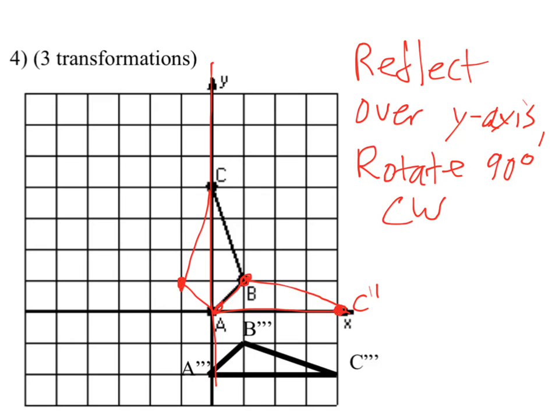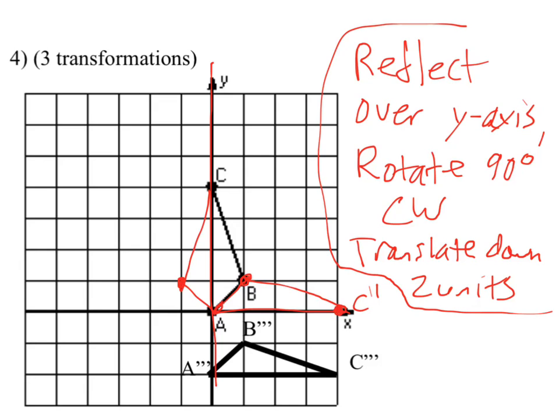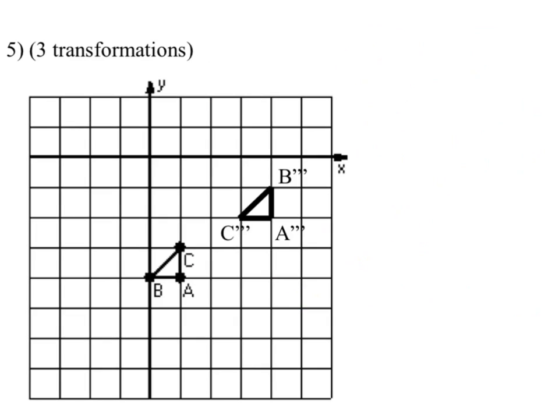So C double prime would be... And now I just need to go down to get to my new spot. So translate down 2 units. I get this sequence here. And really there's infinitely many sequences, but you can pick your own. I just like this one. I made it a little bit clean to get it transformed there.